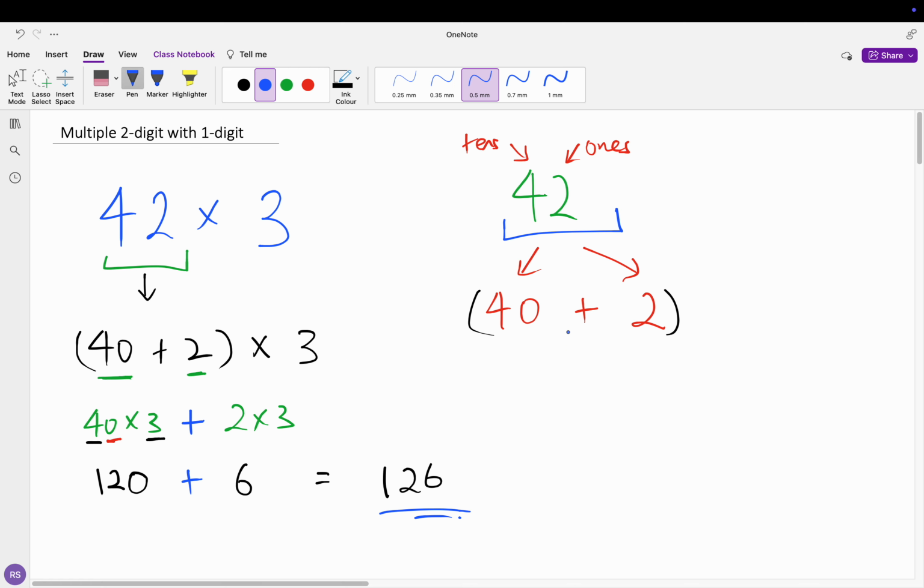Again, let me quickly recap. The first step is to take the 2-digit number and split it into its ones and tens, as you can see over here. So 42 will give you 40 plus 2, and then we multiply the tens with the single digit and then the ones with the single digit. Once we have the two answers, we add them together to get the final answer. So this is how we can perform a multiplication of a 2-digit number with a 1-digit number.